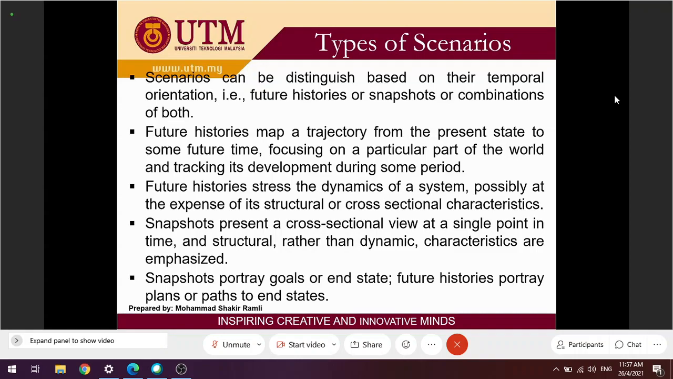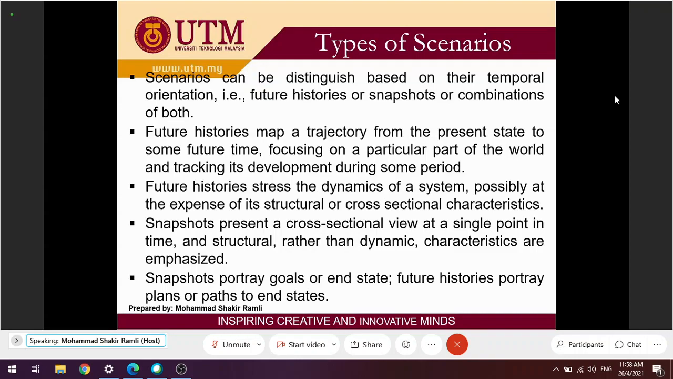Future histories stress the dynamics of a system. Normally, it will include many aspects. That's what we call the dynamics of the system. Many aspects, some of these aspects can be changed. That's what we call dynamics. Not static. It can change over time. That's the dynamic along the trajectory.